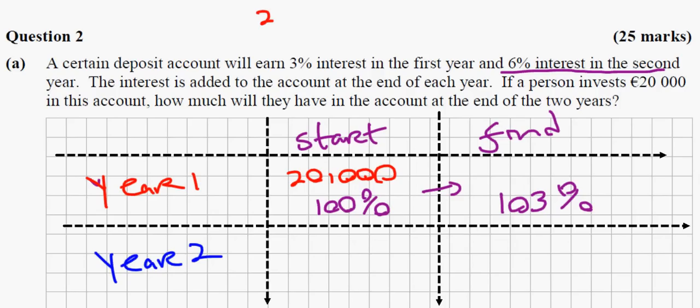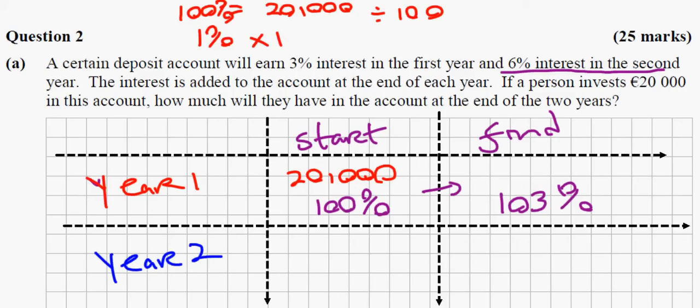So to find 103%, we basically have to say that 100% equals 20,000. So we're going to divide by 100 to find 1%. To find 103%, we then have to multiply by 103. So divide 20,000 by 100, multiply by 103, and what we'll get is 20,600. 20,600 is how much we have at the end of year 1, and also at the start of year 2.